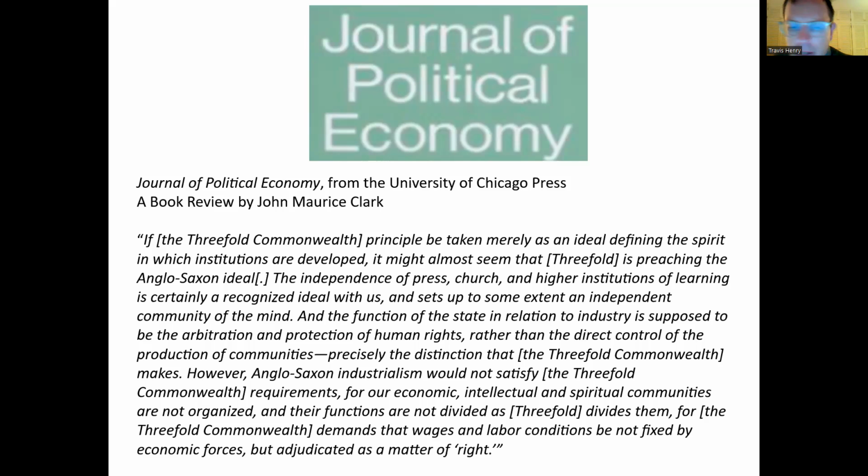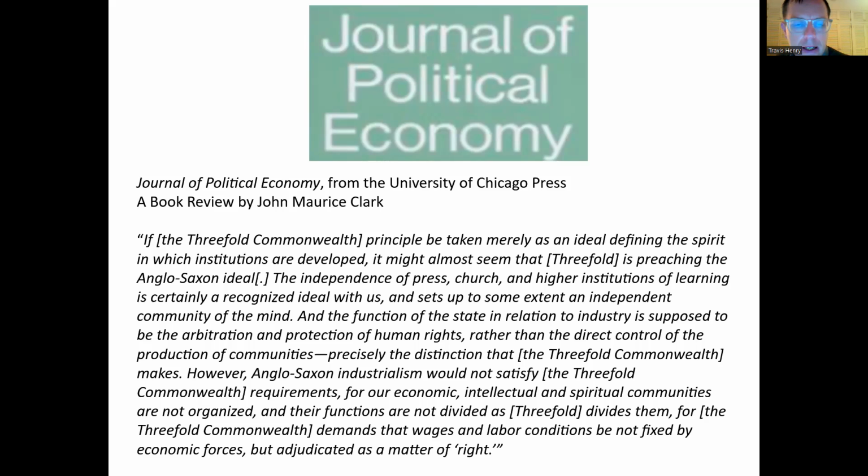There's the independence of the press, the church, and higher institutions of learning. That's certainly a recognized ideal with us Anglo-Saxons, and sets up to some extent an independent community of the mind. So that's the cultural commonwealth. And the function of the state in relation to industry is supposed to be the arbitration and protection of human rights, rather than the direct control of the production of commodities. Precisely the distinction that the threefold commonwealth makes.